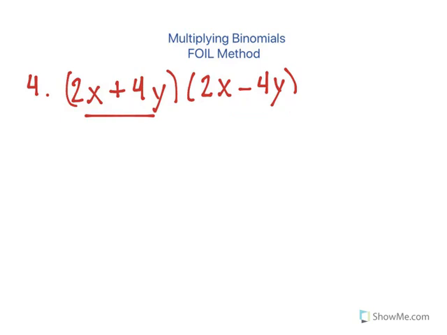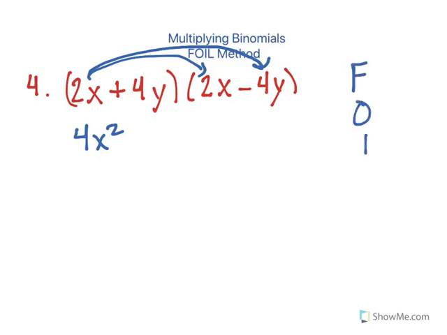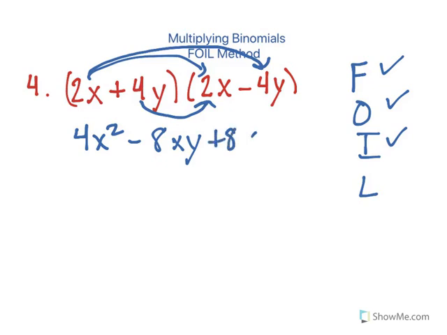So when we do our FOIL method, first, which will be 2x times 2x, gives us 4x squared. And then outer for O is 2x times negative 4y, which is negative 8xy. Don't forget about the x and the y when you multiply. Inner terms, positive 4y times positive 2x gives us positive 8xy. And then last, positive 4y times negative 4y is negative 16y.